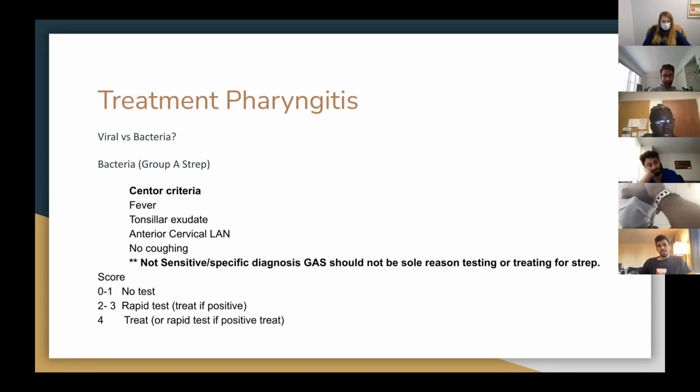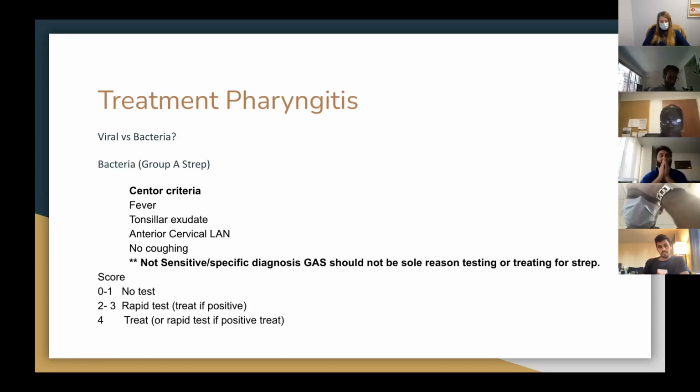You get a point for fever, tonsillar exudates, anterior cervical lymphadenopathy, and no cough, right? If it's 0 to 1, no need to do anything else. It's probably viral, leave them alone. With 2 to 3 points, you can do the rapid test. And if the rapid test is positive for group A strep, then you treat for group A strep. If your clinical suspicion is high and the Centor criteria is 4, you can go ahead and treat. Some people like to check the rapid as well, but for me, a 4 and the proper presentation, you treat.